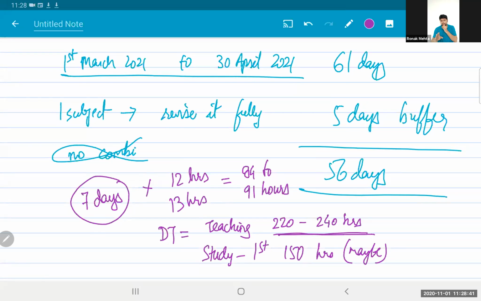So my point is, as I was saying, कि every chapter is not lengthy. If I take 220 hours for teaching, first study you can finish it in 150 hours. So revision करते वक्त you will require 80 hours or so. So in 7 days you can आराम से finish DT. In 7 days you can आराम से finish FR. You are studying it again.